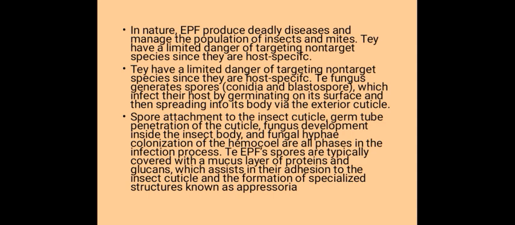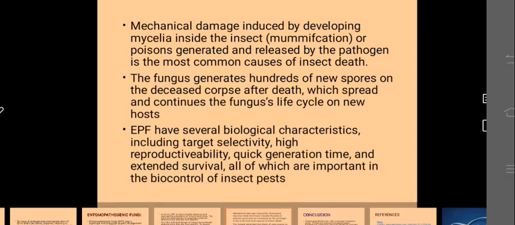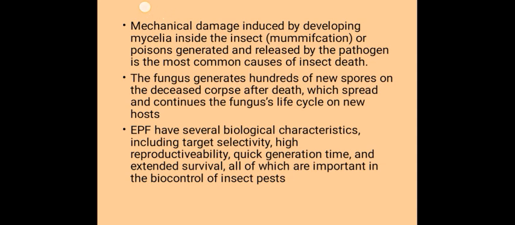Spore attachment to the insect cuticle, germ tube penetration of the cuticle, fungus development inside the insect body, and fungal hyphae colonization of the hemocoel are all phases in the infection process. The EPF spores are typically covered with a mucus layer of proteins and glucans, which assist in their adhesion to the insect cuticle and formation of specialized structures known as appressoria. Then mechanical damage induced by developing mycelia inside the insect or poisons generated and released by the pathogen are the most common causes of insect death. The fungus generates hundreds of new spores on the deceased corpse after death, which spread and continue the fungus life cycle on new hosts.